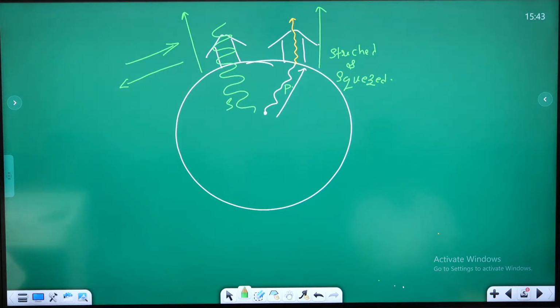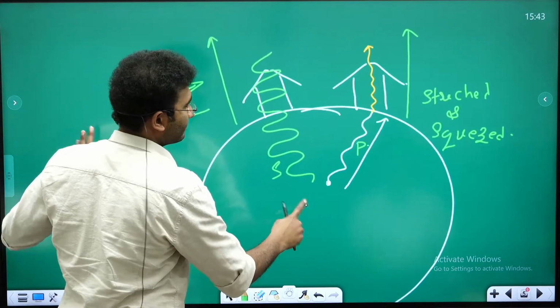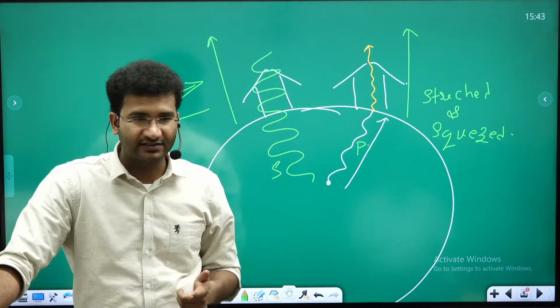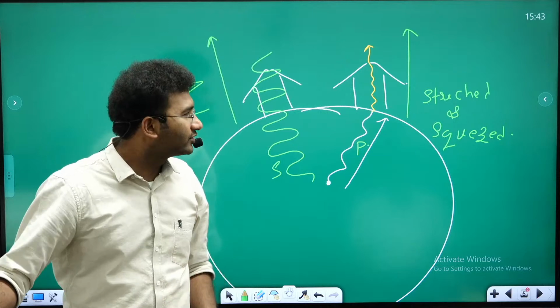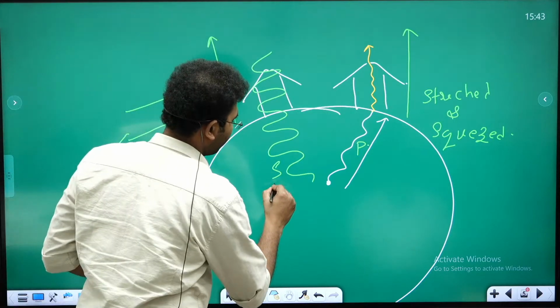Okay, let's move ahead, right? Are you clear with this? Because we are going to apply similar concepts in the further classes as well. So usually, this is the case of the S wave.